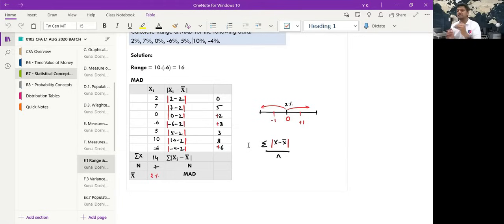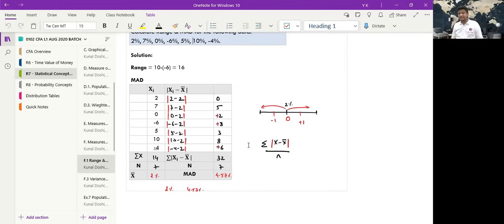Now, if you check the total, 5 plus 2 plus 8 plus 3 plus 8 plus 6, what is the total in this case, guys? 32. And when you divide 32 by 7, you will get a number which is in some percentage. 32 divided by 7 is how much? 4.57. 4.57 percent. Now, if I tell my client that, sir, on an average, the return from the stock is 2% with a deviation of 4.57, when I say 4.57 deviation, it means plus minus.